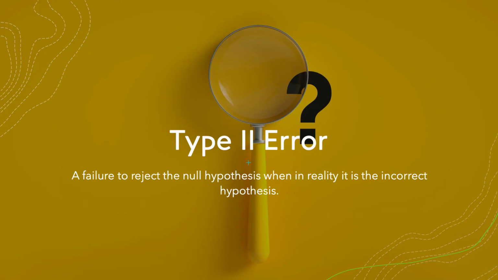And then we have the type 2 error, which is the inverse of the type 1 error. It is when there is a failure to reject the null hypothesis, when in reality, it is the incorrect hypothesis.